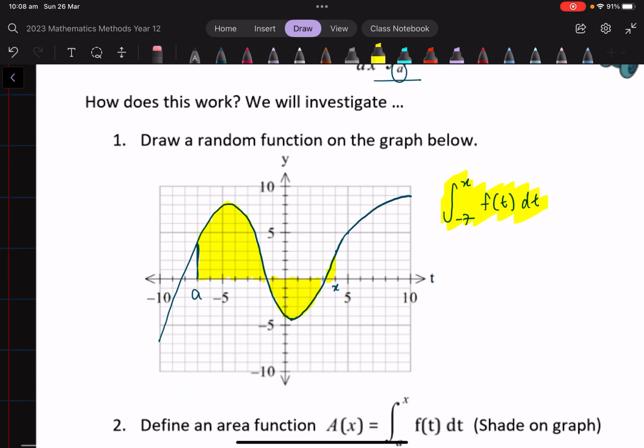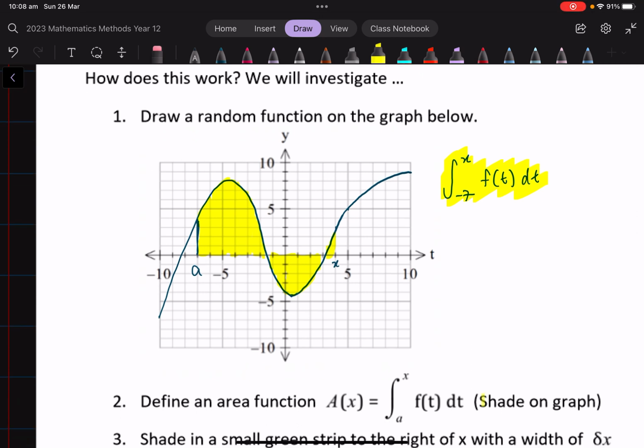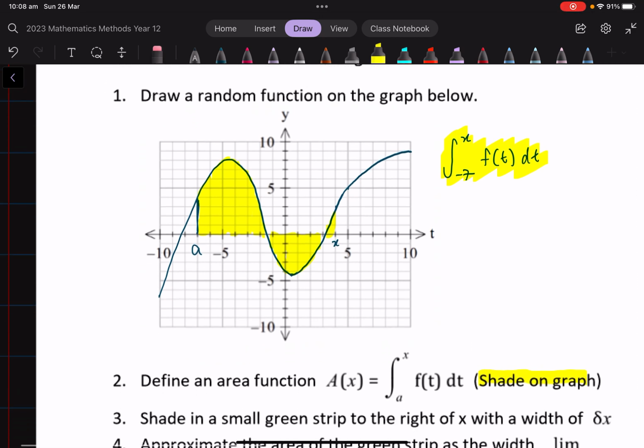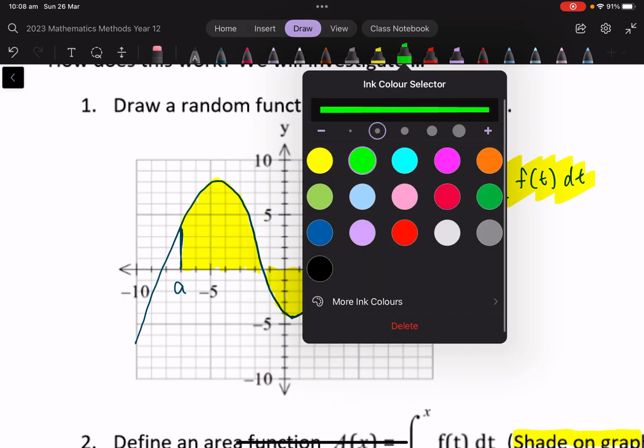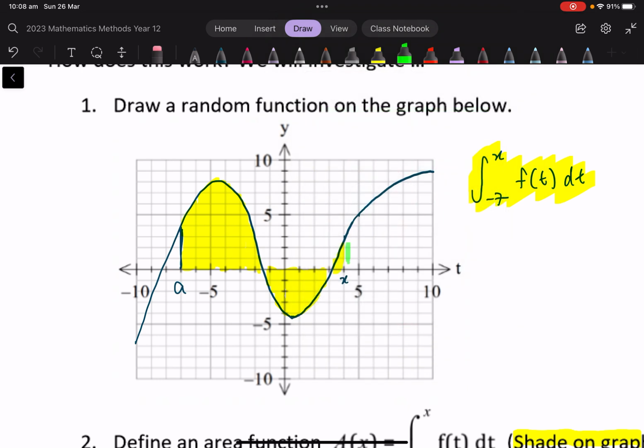Okay, so define an area function. We've done that. Shade on the graph. I've done that. Shade in a small green strip to the right of x with a width of delta x. Okay, so let's try and do this in green. We'll change this color to green. We need a small strip, so maybe we'll do a strip from 4 to 5 in this section here.